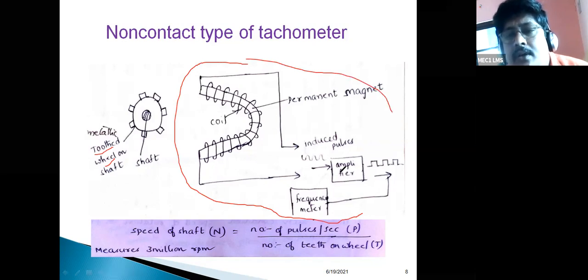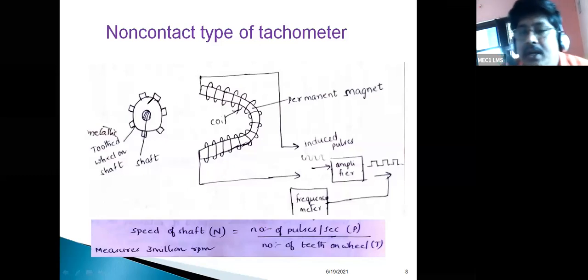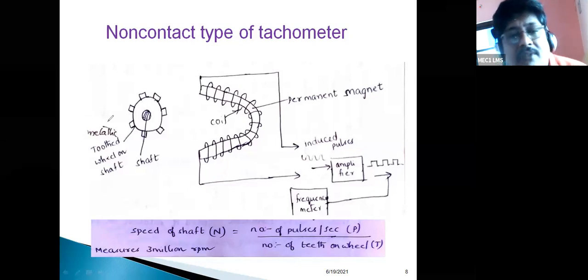So in this non-contact type of tachometer, a permanent magnet is there. A coil is wound around the permanent magnet. This is the coil. And then we bring this nearer to the metallic toothed wheel, which is mounted on a rotating shaft whose speed has to be measured. So when the shaft rotates, this toothed wheel also rotates.